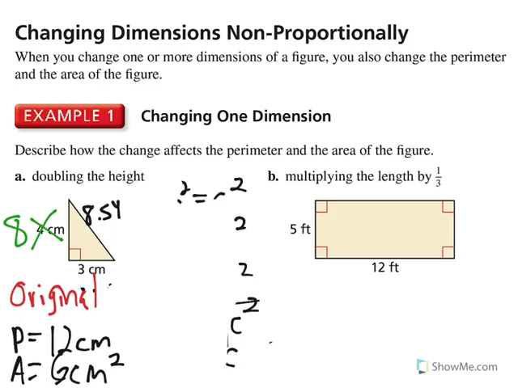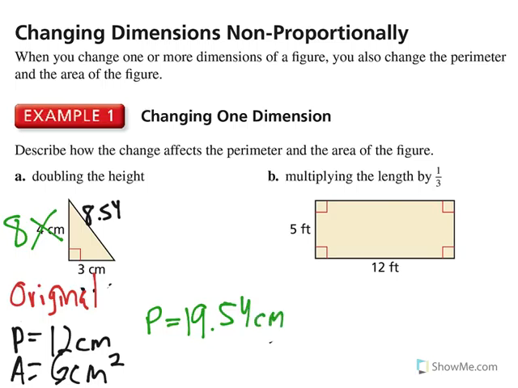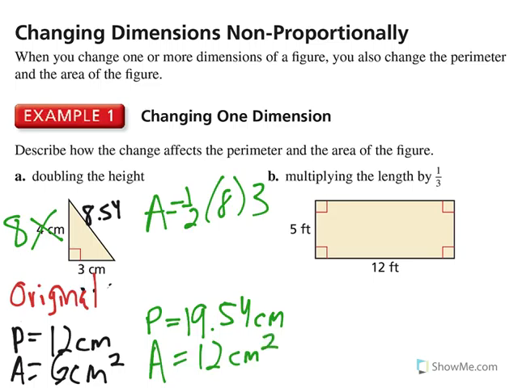So now if we do our perimeter, we would just add all the sides. So 8.54 plus 8 plus 3. And so when you add all that up, you're going to get that the perimeter is about 19.54 centimeters. Okay, and this is going to be our new perimeter after doubling the height. And then for area, we're still going to do 1/2 base times height. So for area, we would do 1/2 times 8 times 3. And so we get that the area is 12 centimeters squared.